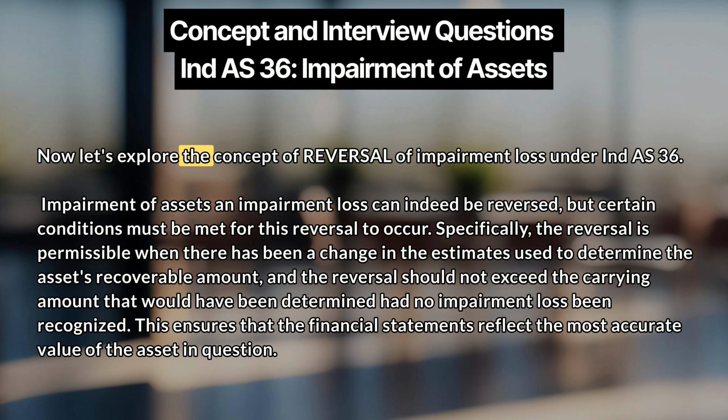Now, let's explore the concept of impairment loss under Ind AS 36, impairment of assets. An impairment loss can indeed be reversed, but certain conditions must be met for this reversal to occur. Specifically, the reversal is permissible when there has been a change in the estimates used to determine the asset's recoverable amount, and the reversal should not exceed the carrying amount that would have been determined had no impairment loss been recognized. This ensures that the financial statements reflect the most accurate value of the asset in question.